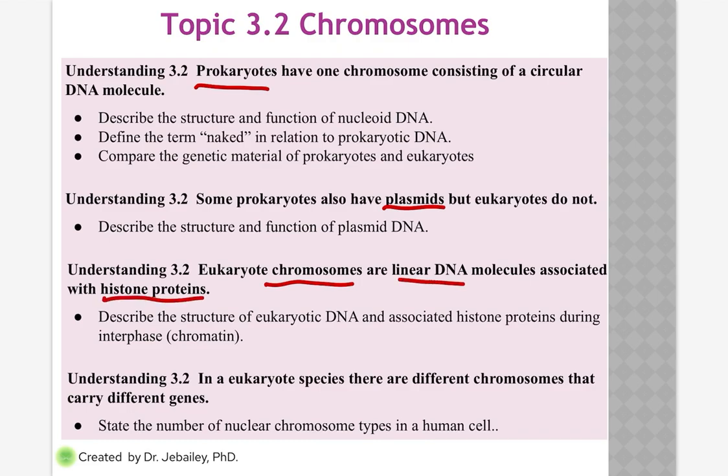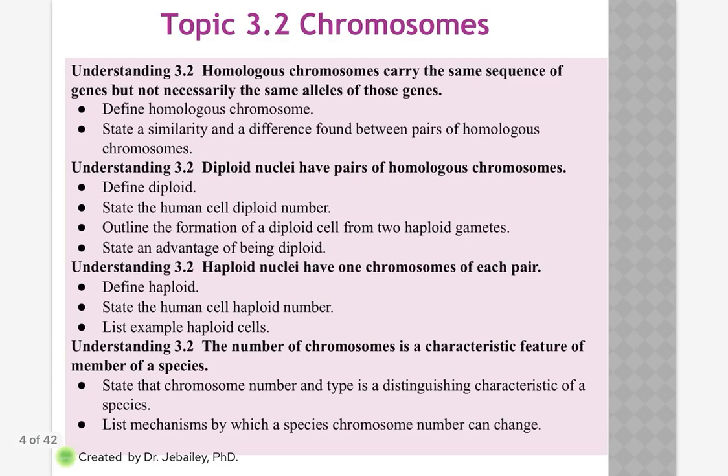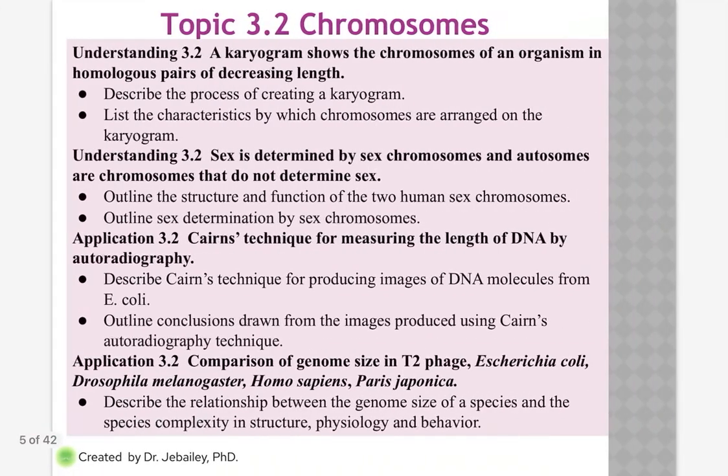We're also going to talk about different species of eukaryotes having different numbers of chromosomes and different genes. We're also going to talk about the homologous chromosome, which is very important when it comes to meiosis and mitosis, if you want to say more meiosis, of course. We're also going to talk about the difference between diploids and haploids and how they work, in which situations do you see them. We're also going to talk about the number of chromosomes and what this has to do with different members of species.